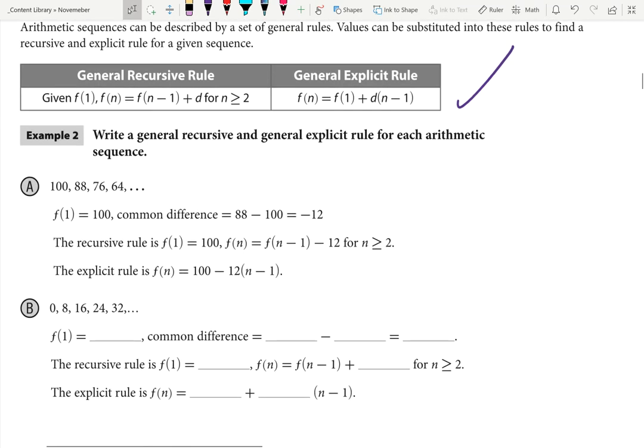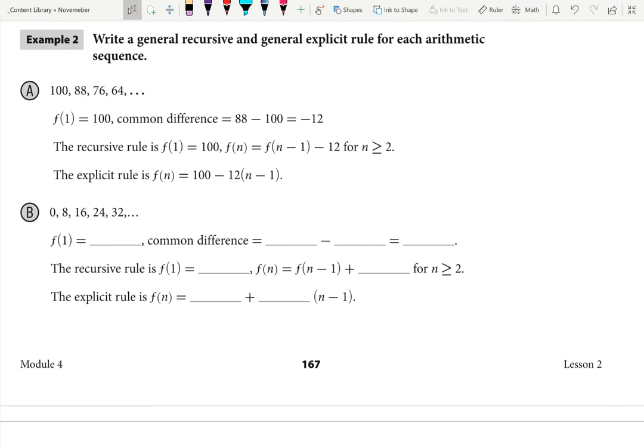But you have to know these formulas. You have to know them. So for part B to this, our first term, we'll notice, is 0. And the common difference is 8.